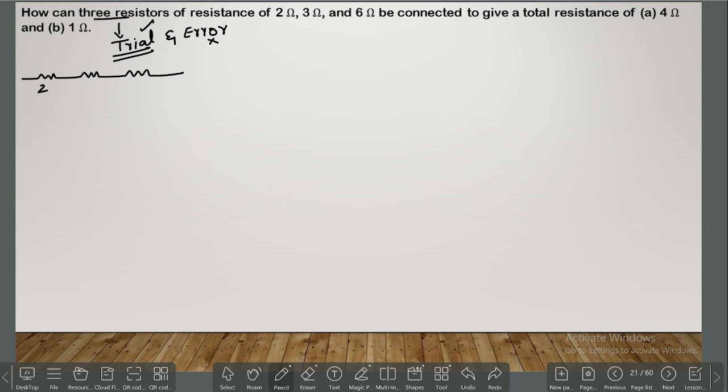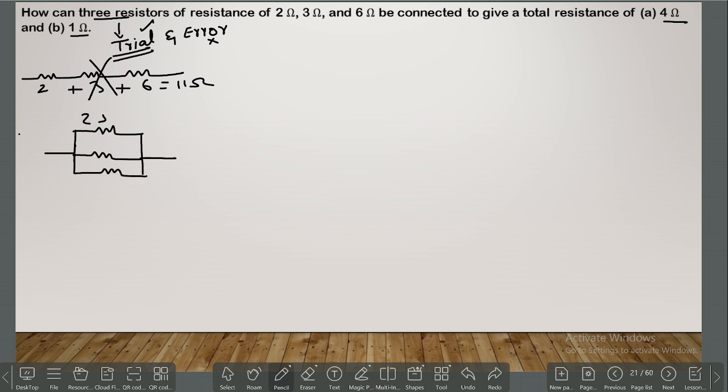So 2, 3, 6. If I add all the three numbers, I am going to get 11 ohm. But in the question they are asking for 4 ohm. So we tried series, so it's wrong, it's an error. Now we'll go for the parallel. What is meant by parallel combination? All the three resistors are connected to a common point. So now 2 ohm, 3 ohm, 6 ohm.